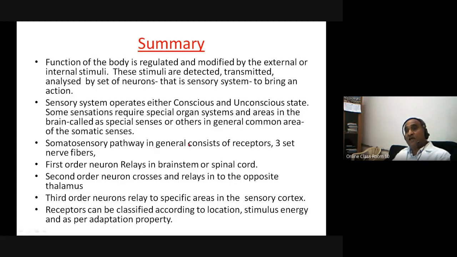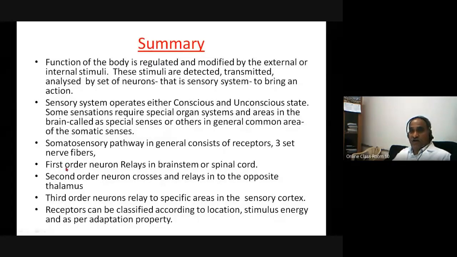The somatosensory pathway, in general, consists of a receptor and three sets of neurons. First one, from the periphery to the spinal cord or brainstem. Second one, it crosses from the brainstem or spinal cord to the thalamus. Third one, from the thalamus to the cortex. These are the three orders, or three sets, of neurons.